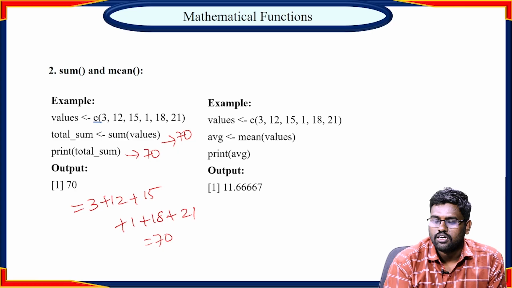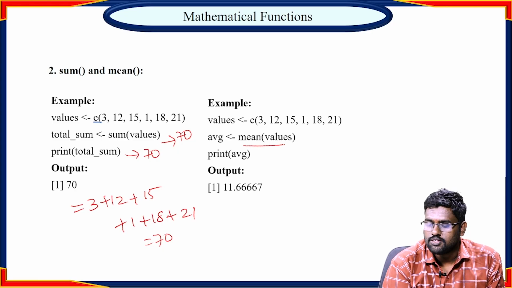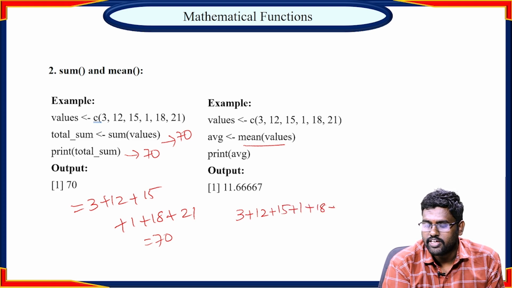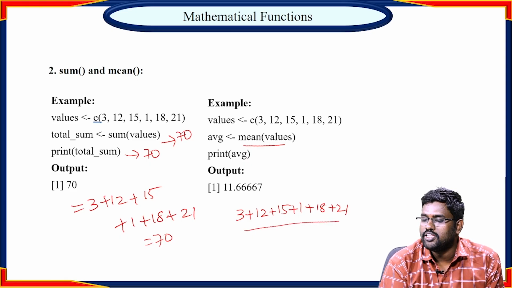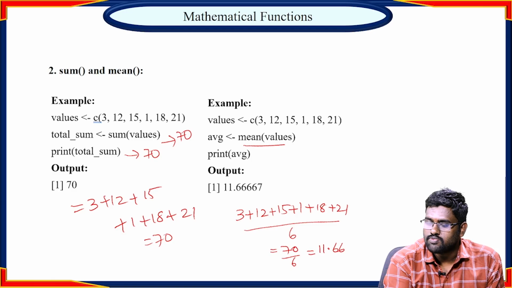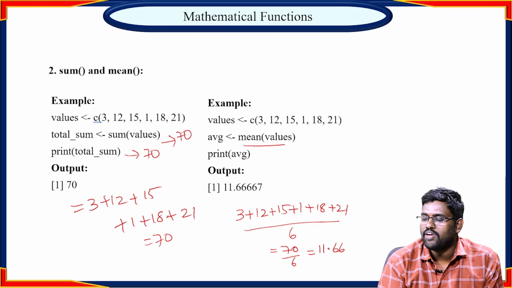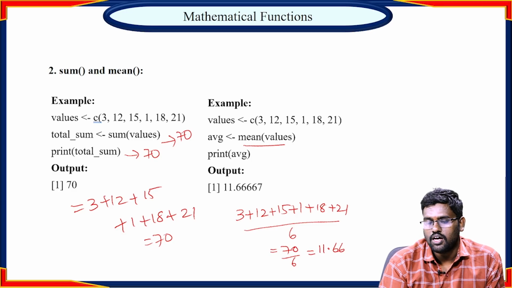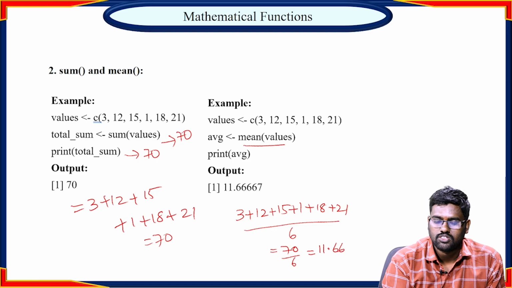Next, mean of values. Mean means the sum of all the numbers 3, 12, 15, 1, 18, 21 divided by the total number of values available in the given vector. Total values are 6. So that is 70 by 6, that is 11.6. Like this we calculate the average value, the mean, for the given vector. This is another type of mathematical function.